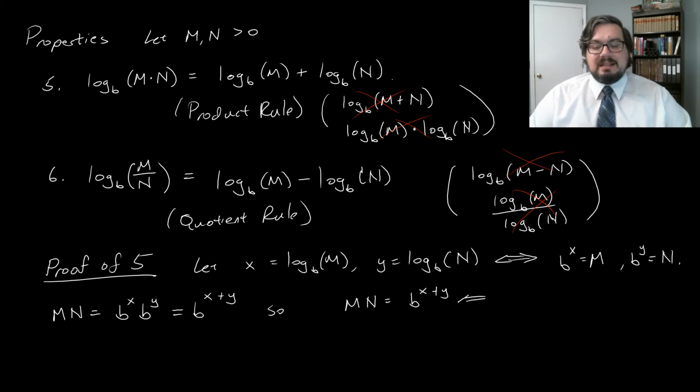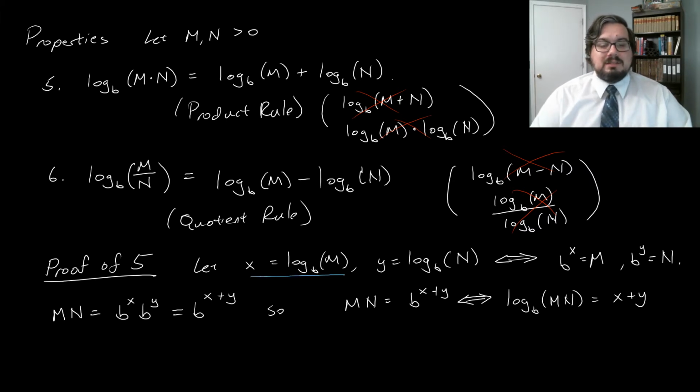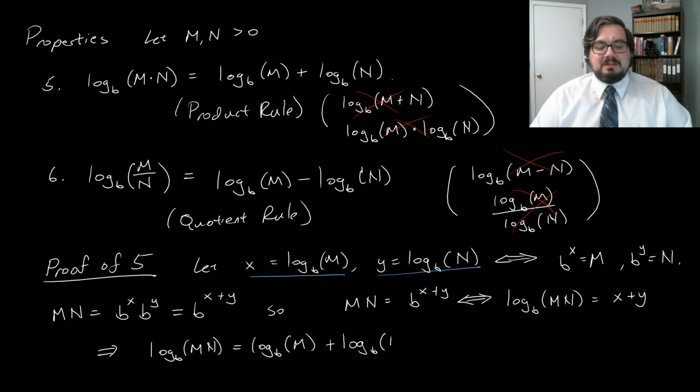But this is an exponential expression which we can convert into a logarithmic one. The logarithmic form of this expression is log base b of mn is equal to x plus y. But let's remember what x and y were. x is log base b of m, y is log base b of n, and so this means that the logarithm base b of m times n is equal to the logarithm base b of m plus the logarithm with base b of n.